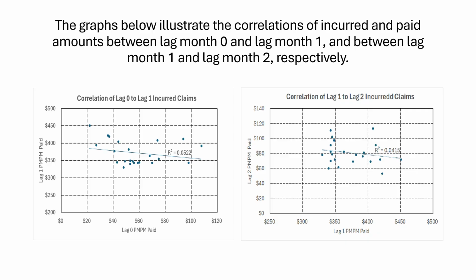The graph shown on the left compares the PMPM paid amounts in the same month as a claim is incurred, that is lag month 0, with amounts paid in the first month following incurral, that is lag month 1, for the same incurral months. The graph on the right is similar, except that it shows the relationship of claims paid in lag month 1 to lag month 2. I also show the regression lines for the two sets of data, together with the coefficient of determination R² for both sets.